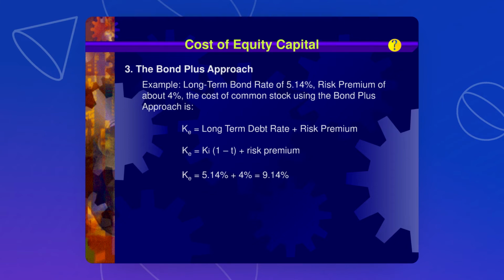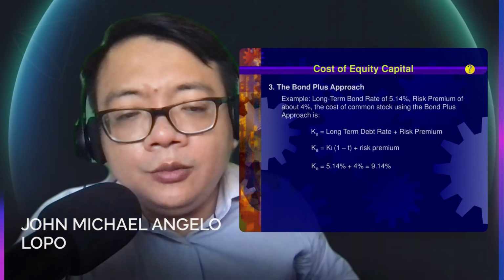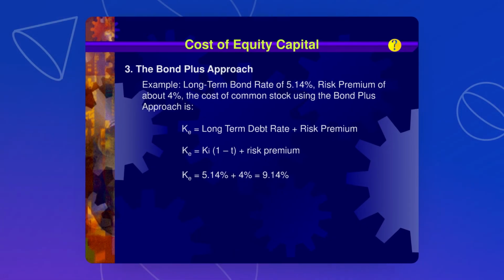And you have now 9.14%. Sir, in terms of the board exam, what is usually asked, Gordon's growth model and the capital asset pricing model? I have not seen anything about the bond plus approach. Maybe, okay? In your board exam, the bond plus approach is already included. That is why you should know this, class.